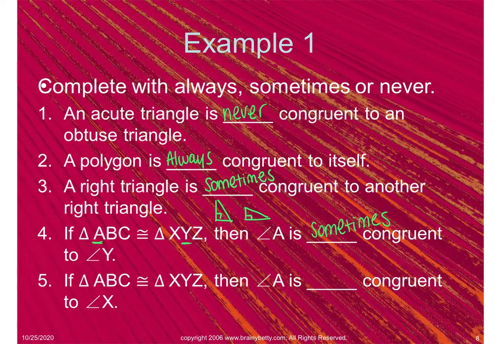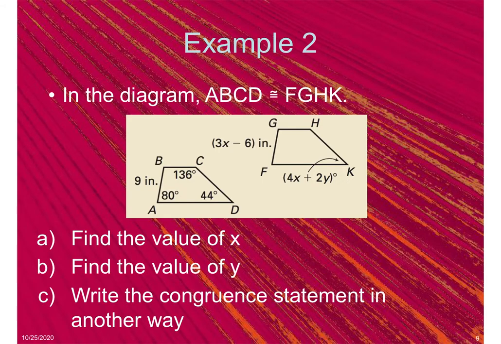Now, if triangle ABC and XYZ are congruent, then angle A is always congruent to angle X because they are in the same position. They are the first letter. So those always have to be congruent in this third one.